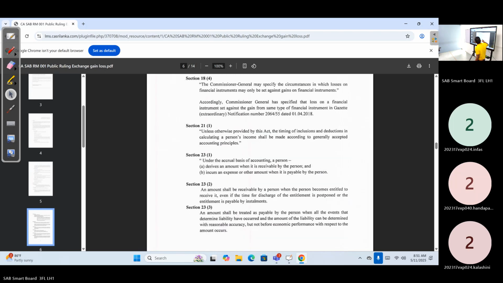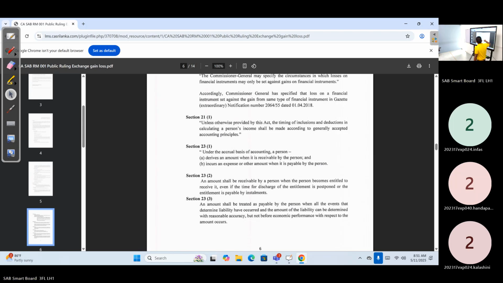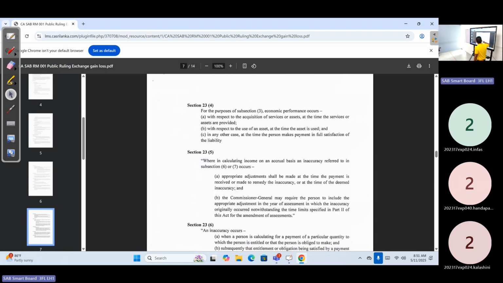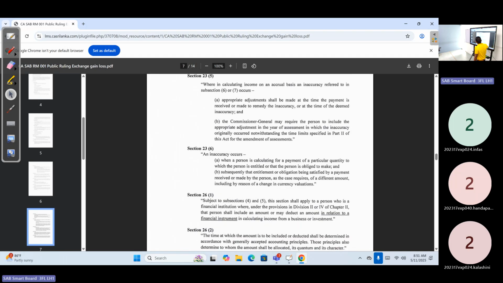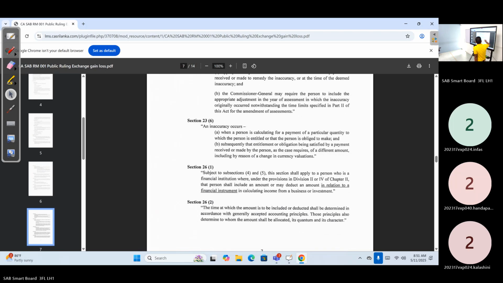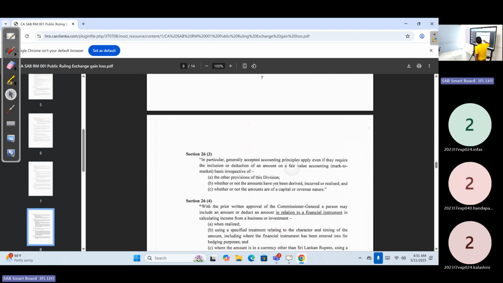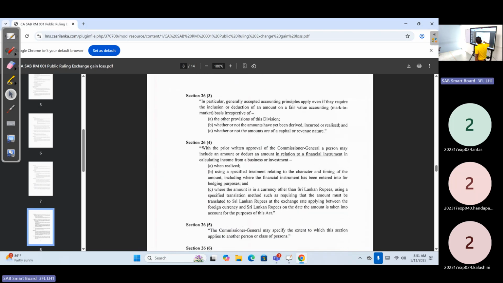Section 21 says that generally accepted accounting principles need to be followed. So this is the section, and this one is saying yes, valuation and recognition.